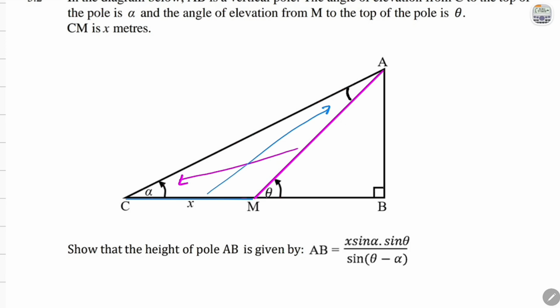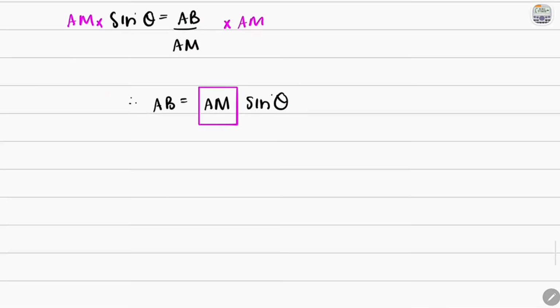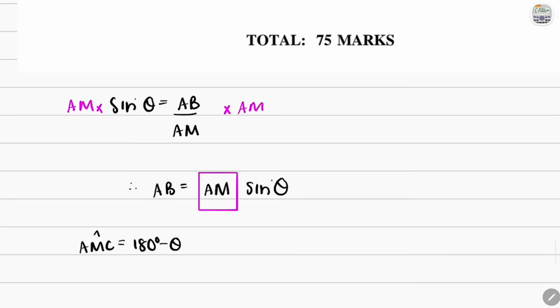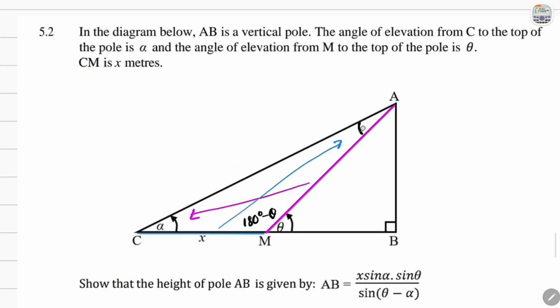Okay, so to find this angle, just find this one. Now you know that the angles in a triangle add up to 180 degrees. So this angle, very simple, AMC is 180 degrees minus theta because it lies on a straight line and that is theta. So let's just state that AMC is equal to 180 degrees minus theta. Now that we have that, we can find this angle. So that is the angle CAM.